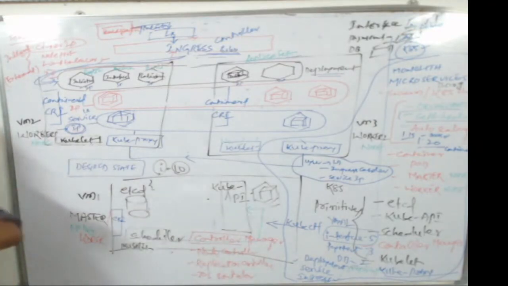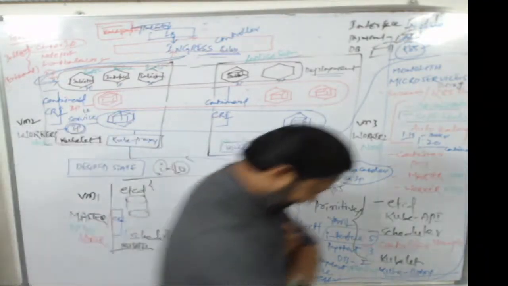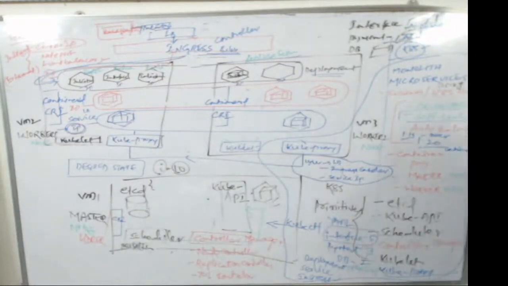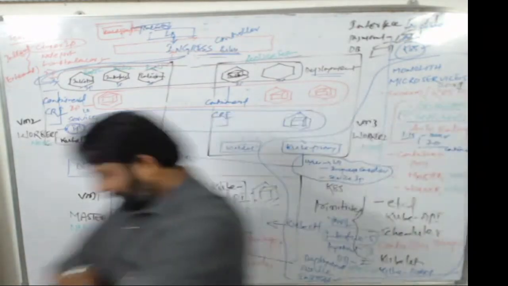Give me the list of primitives. What is a primitive? Six primitives: etcd, API server, scheduler, controller manager, kubelet, and kube-proxy. Very good.